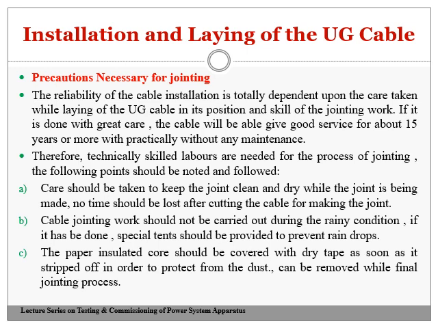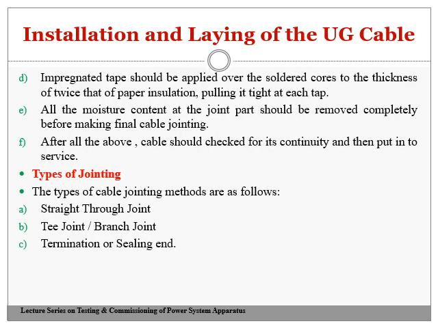The paper insulated core should be covered with a dry tape as soon as it is stripped off. A paper insulated cable always tries to absorb moisture. Hence, the dry tape has to be provided to avoid the entry of moisture content and dust particles. Then, impregnated tape should be applied over the soldered cores to a thickness twice that of the paper insulation. As I said, always avoid the entry of moisture and dust into the cable. That's why the impregnated paper should be applied over the core.